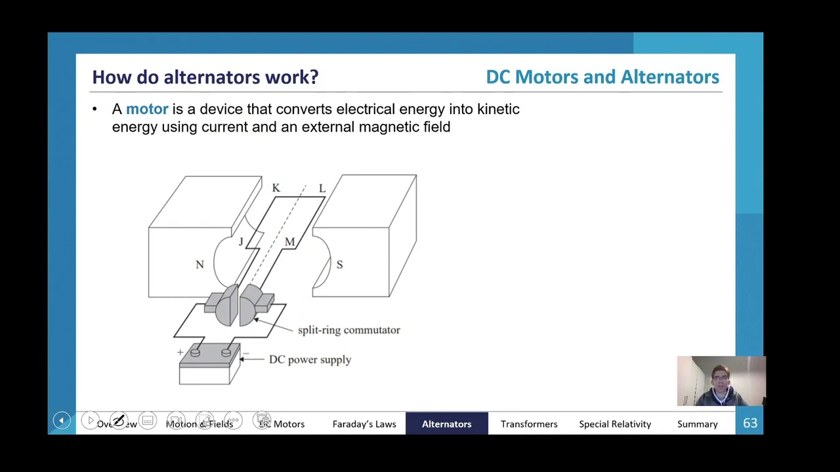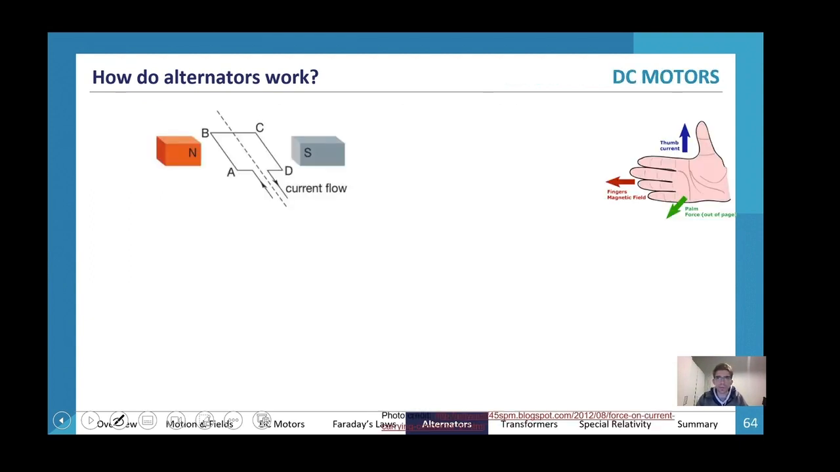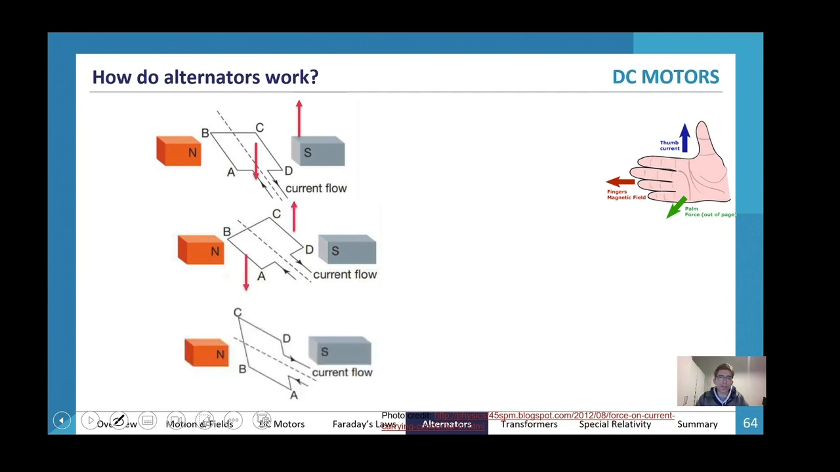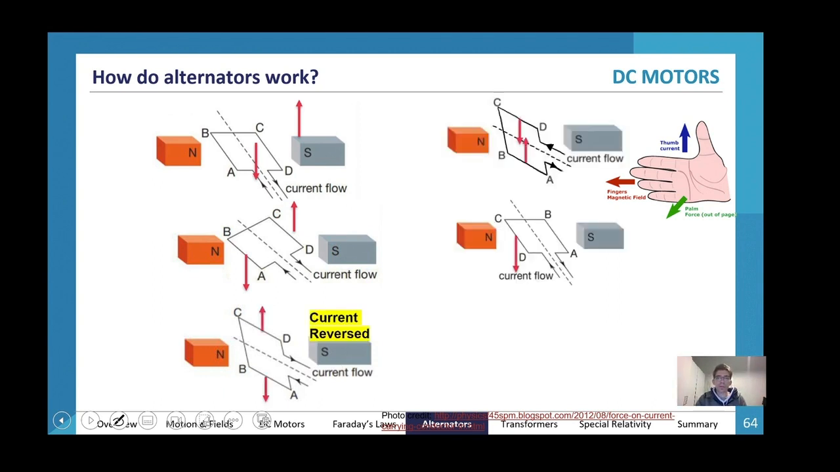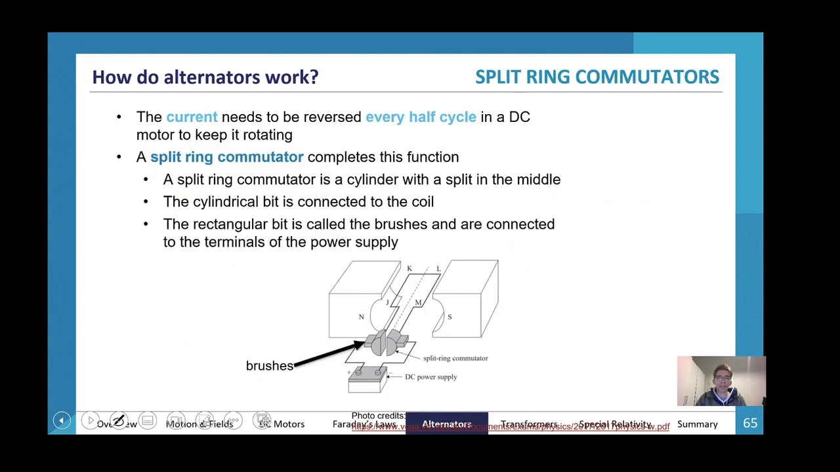Now let's talk a bit about DC motors and alternators. A motor is a device that converts electrical energy into kinetic energy using current and an external magnetic field. Essentially, a force will be applied on one side of the coil, causing a continuous rotation. As the coil continuously rotates, that electrical energy will be converted into mechanical energy.